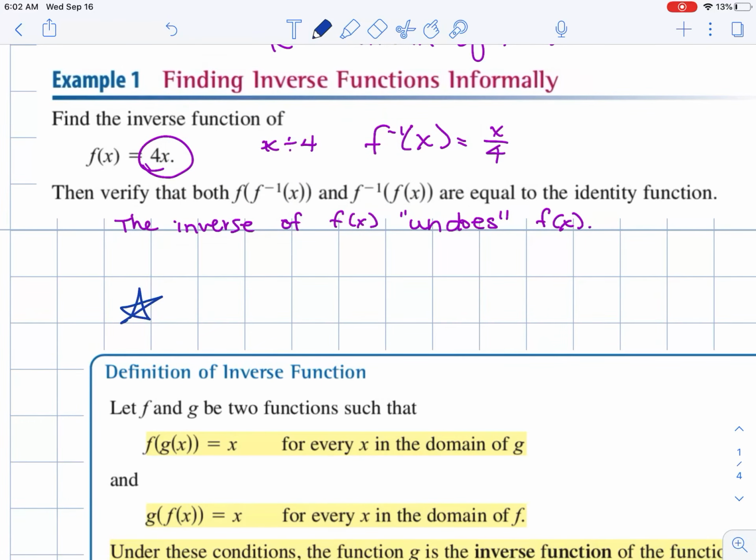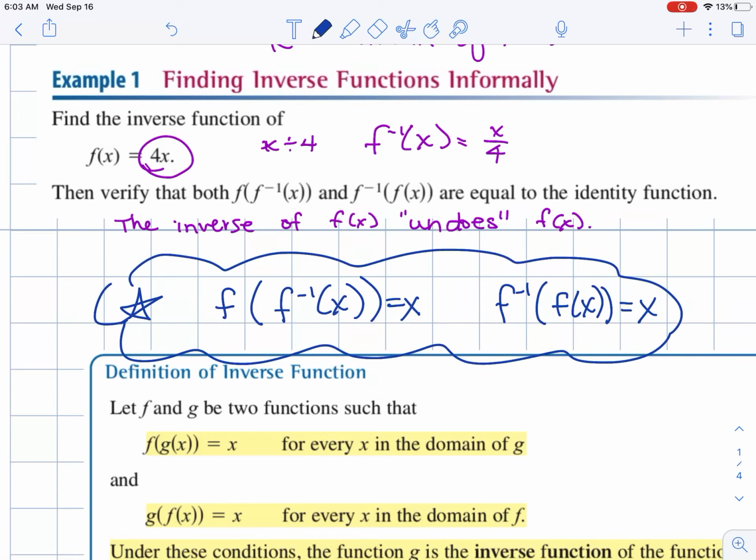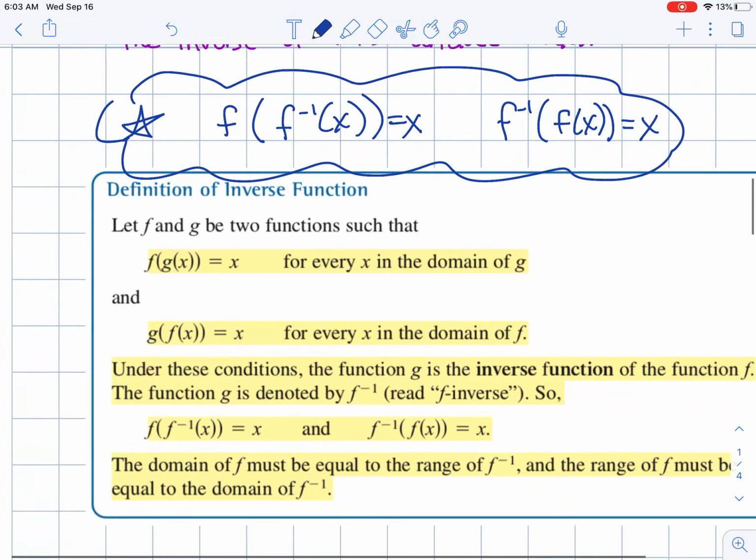Okay? And then there's one more thing you need to know. If g of x is the inverse of f of x and vice versa, f of the inverse of x equals x, and the inverse of f of x also equals x. Okay, so we're going to come back to that. But that's technically the definition of the inverse, is that the composite functions of f of x and the inverse of f of x will both equal x.